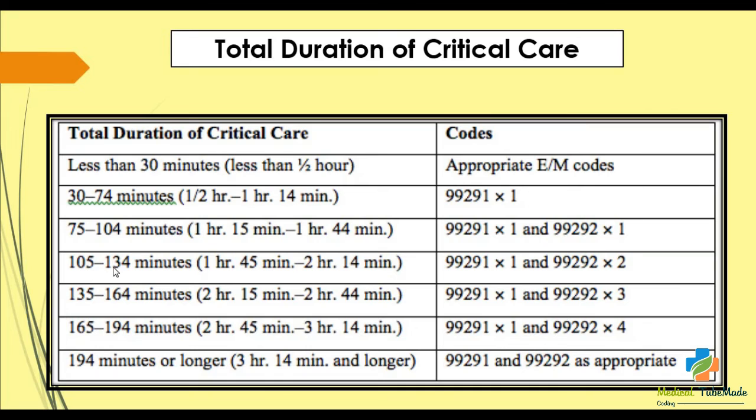So 105 to 134 is the parent code 1 unit and add-on code 2 units. 135 to 164, then parent code once and add-on code 3 units. So like that, for each additional 30 minutes we should add the add-on code.